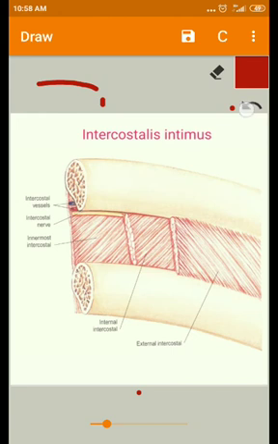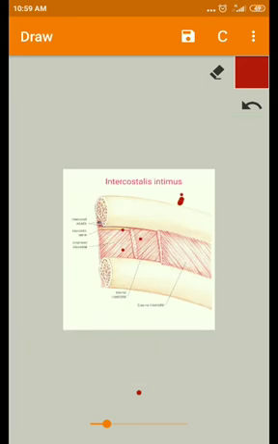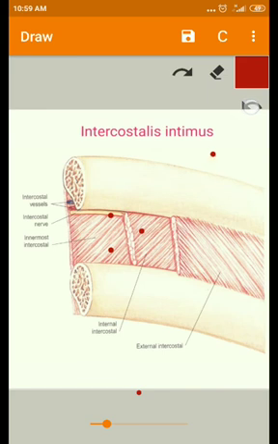Okay, now we will see the intercostalis intimus muscle. We have a total of 11 pairs of intercostalis intimus muscles. It is deeper to the internal intercostal muscle, and this muscle is separated from the internal intercostal muscles by the intercostal nerves and the vessels. And this muscle occupies the middle 2/4 of the intercostal space.